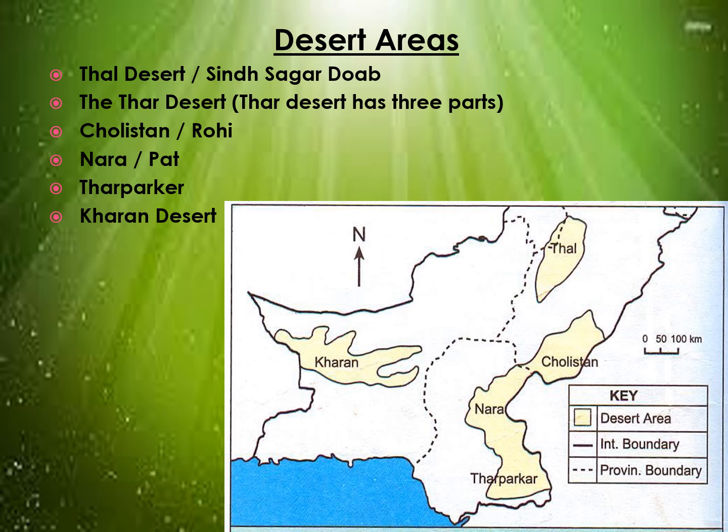If we talk about the limitations and problems of the desert areas, there is a harsh climate. There are mild winters and extremely hot summers. There is high variability in day and night temperature. It is very difficult to grow crops due to less water, and a nomadic lifestyle is practiced there. There is infertile soil, and lack of infrastructure is also a challenge in the desert areas.